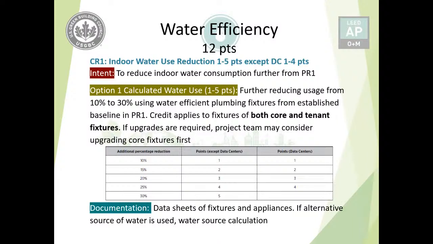Documentation, since it's only dealing with the appliances and fixtures, is the data sheets of fixtures and appliances. And in this credit, you have a facility that you can offset the indoor water use by using an alternative water source. But if you're using any alternative water source, you have to submit it in the documentation: what is the source and how much it is offsetting the indoor water use.